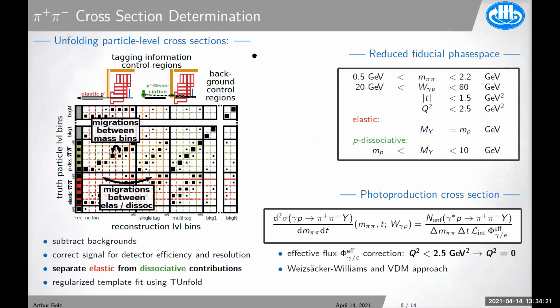Okay, a quick word on how we determine the cross-section. We pursued a quite complex unfolding procedure where we try to map the truth level distributions onto the reconstruction level. On truth level, we distinguish signal elastic pi-pi and signal proton dissociative pi-pi, which can then migrate on detector level to various control regions that we define using forward information. In addition, we also have control regions for the various background components, which we use to normalize and subtract the background processes in the unfolding.